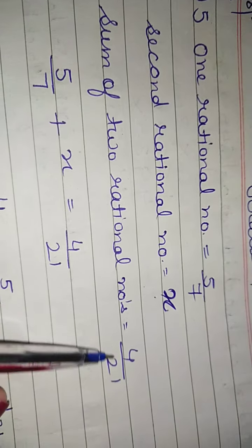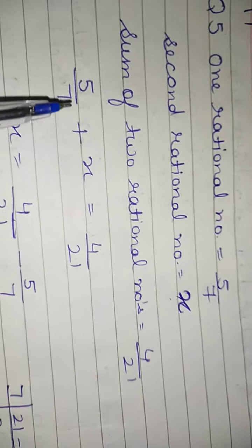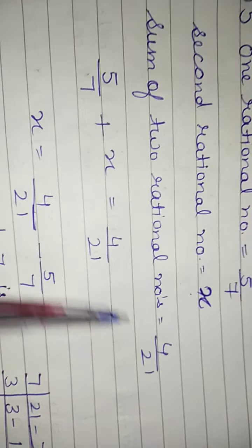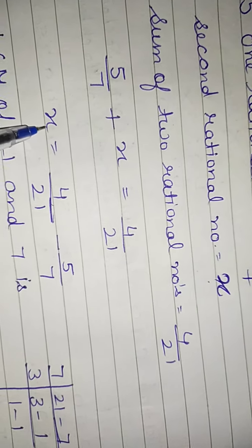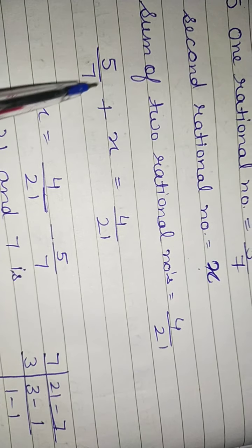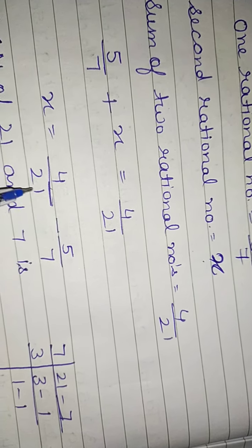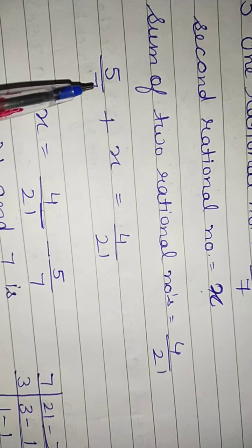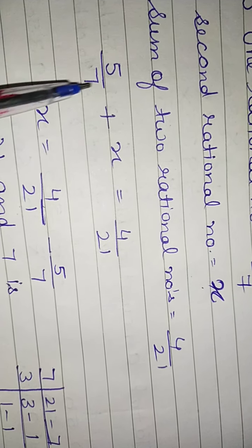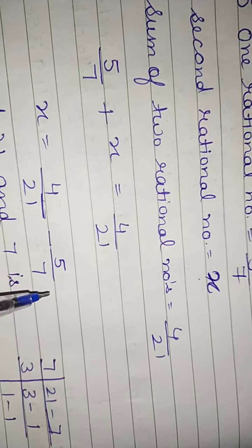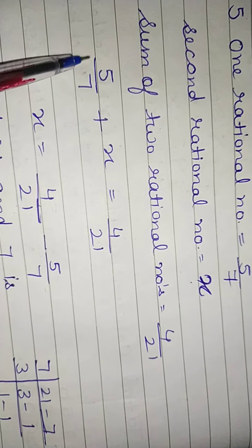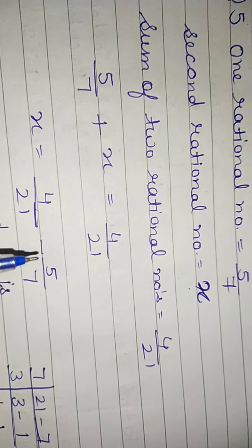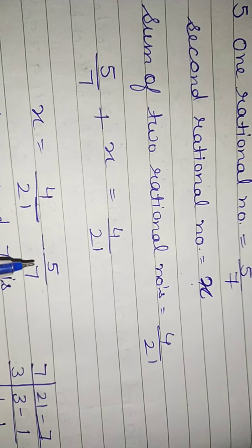Sum of two rational numbers is 4 by 21. Now according to the statement, the sum of these two numbers is equal to 4 by 21. Now keeping x on the left hand side, we will subtract 5 by 7 from 4 by 21, because we have taken 5 by 7 from the left hand side to the right hand side, and here it is positive, and when it goes on the right hand side, its sign changes to the opposite.